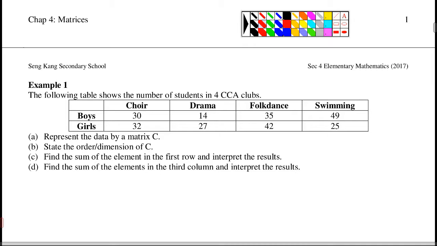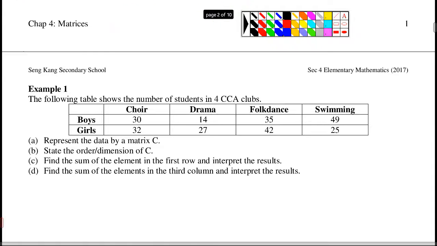Recording. Good. Alright, so we look at example 1. It says I want to represent the data by matrix C. So what I actually want you to do is to represent this table by just the bracket with the elements inside. Is it difficult or easy? Easy. So let's see how we do it.